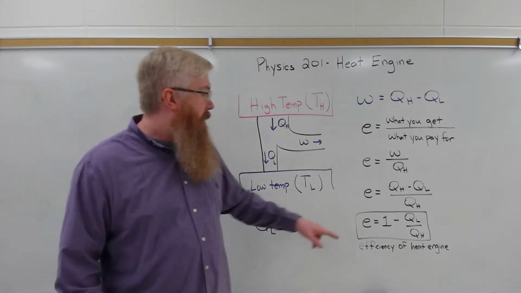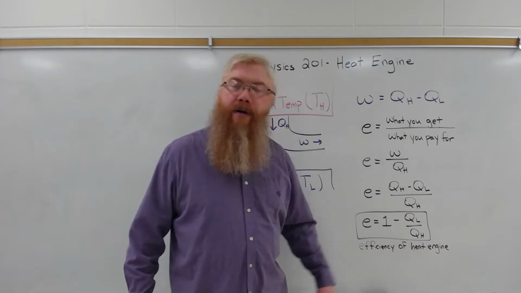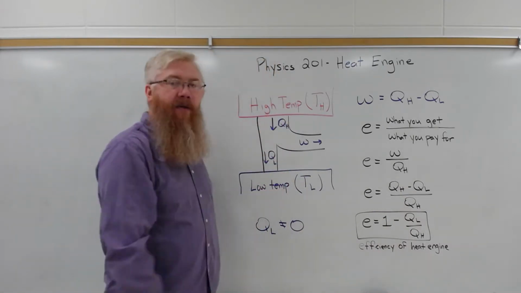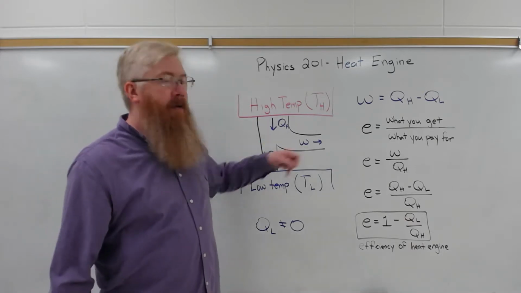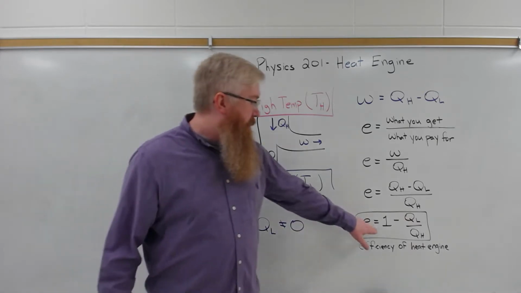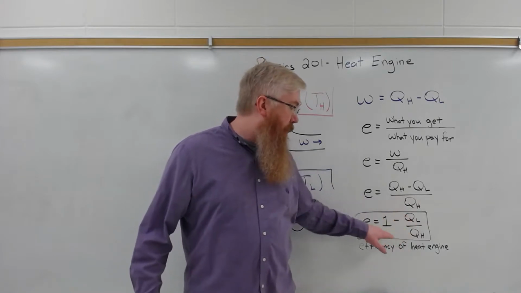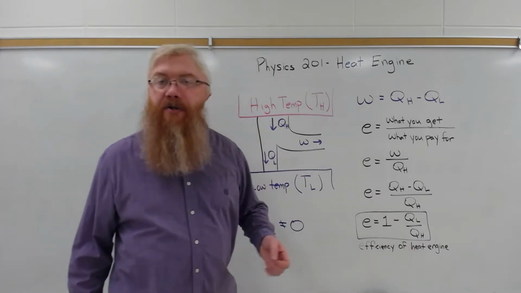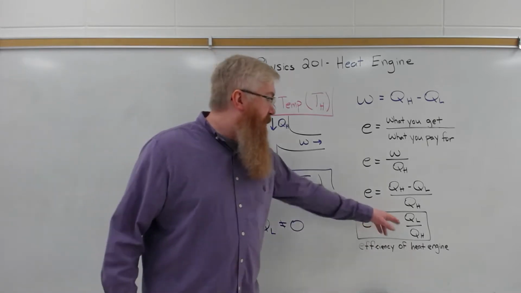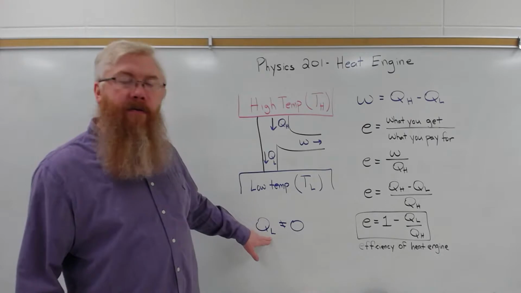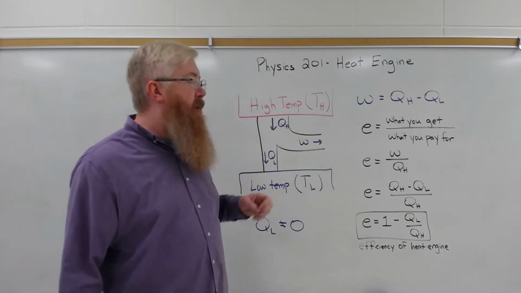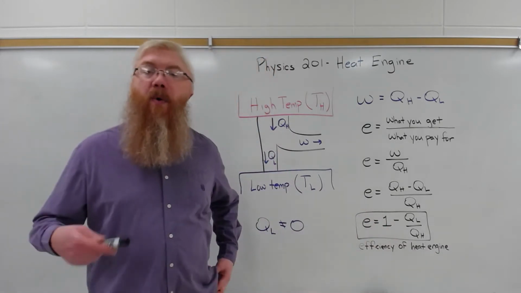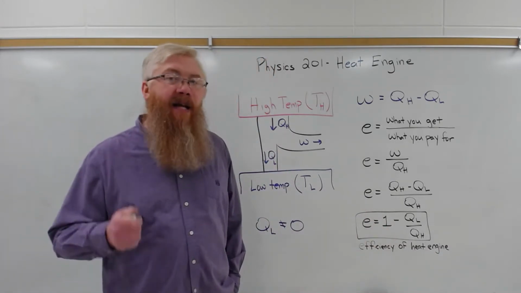Right? If the low temperature and high temperature heat are the same, basically if you're taking all the heat from the high temperature reservoir and dumping it in the low temperature reservoir, none of it is used for work. QL over QH is 1, and 1 minus 1 is 0. The efficiency of the engine is 0. If all of the heat from the hot reservoir could go into work, then the efficiency would be equal to 1. The engine would be 100% efficient. And we'll see that that's just not possible.